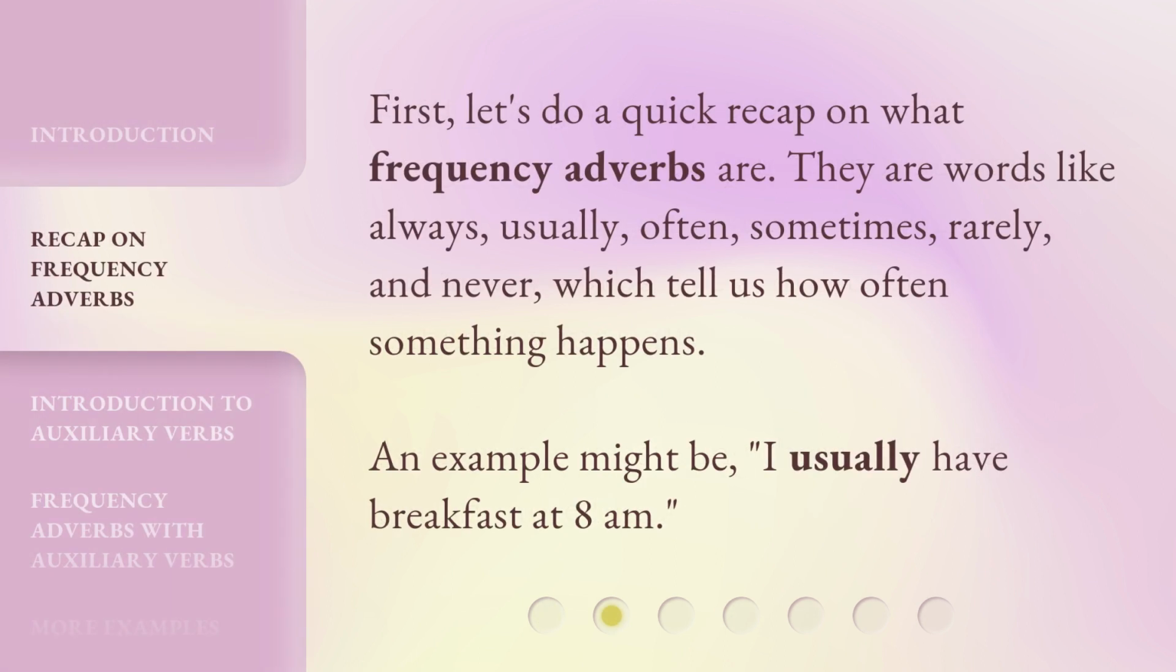First, let's do a quick recap on what frequency adverbs are. They are words like always, usually, often, sometimes, rarely, and never, which tell us how often something happens. An example might be, I usually have breakfast at 8 a.m.